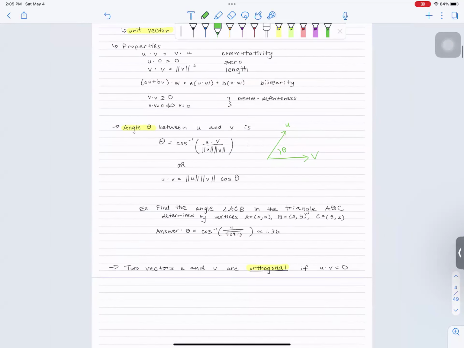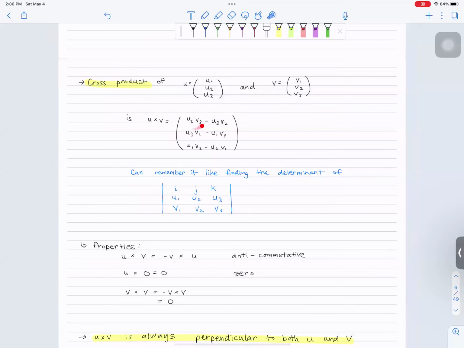Okay, then we have the cross product. Remember that you don't really need to memorize the formula. A nice trick for remembering how to do the cross product is you write i, j, k as the first row, your u vector as the second row, and your other vector as the last row. And remember that this is equivalent to if you wrote these things as columns. You'll get the same answer, and that's using the rule that the determinant of a matrix is equal to the determinant of its transpose.